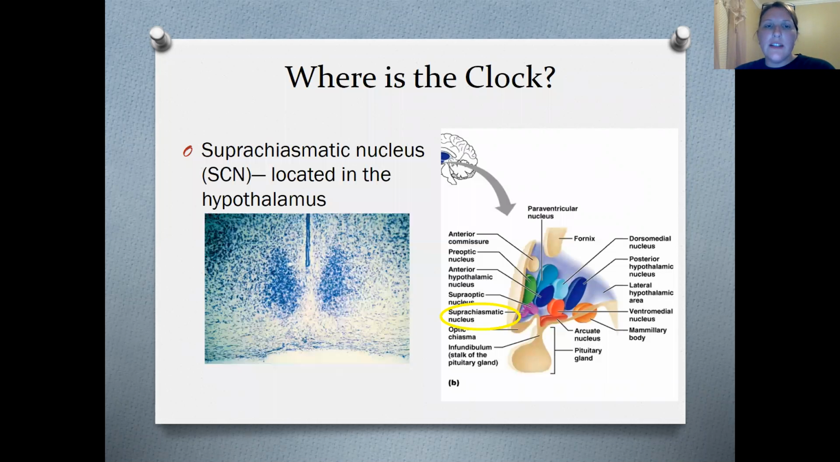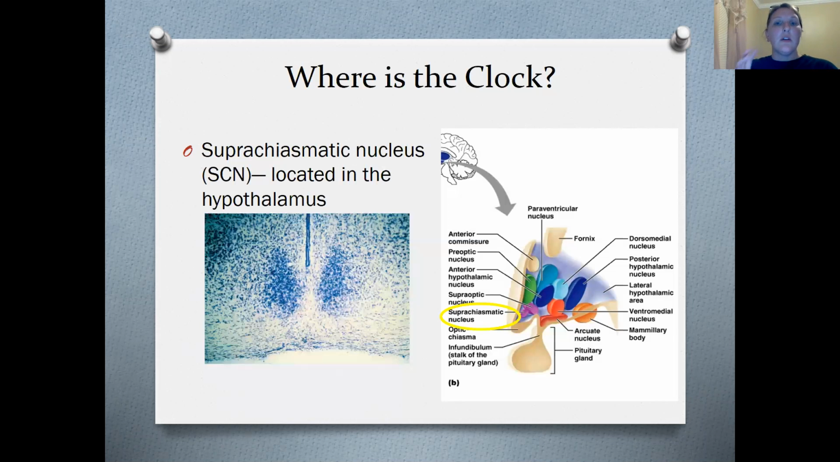In humans, we have identified an area of the brain called the suprachiasmatic nucleus. And this is located right near the optic chiasm, which is where the eyes cross to meet the brain. And it's located in the hypothalamus. So if you look here, you'll actually see that encircled in yellow is the suprachiasmatic nucleus. You see it as one of the purple nuclei of the hypothalamus.